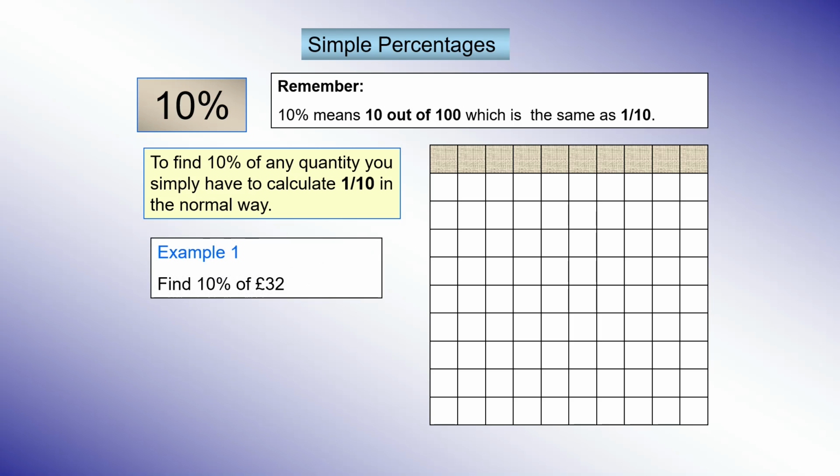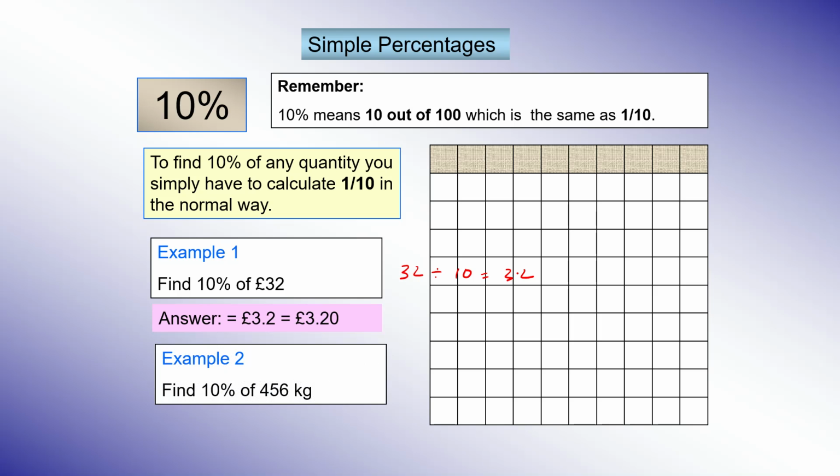Okay, so to find 10% of 32, I'm going to do 32 divided by 10. Let's just write it in here. Oops. Let's get a red pen. I've got a green pen at the moment. So I'll do 32 divided by 10, and that will give me 3.2. That's my answer. Okay, £3.20.